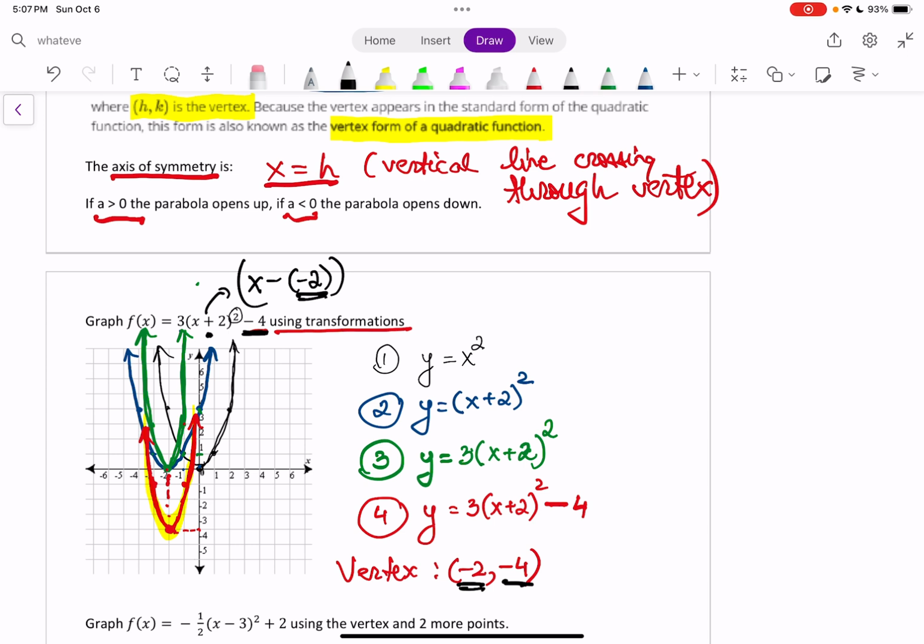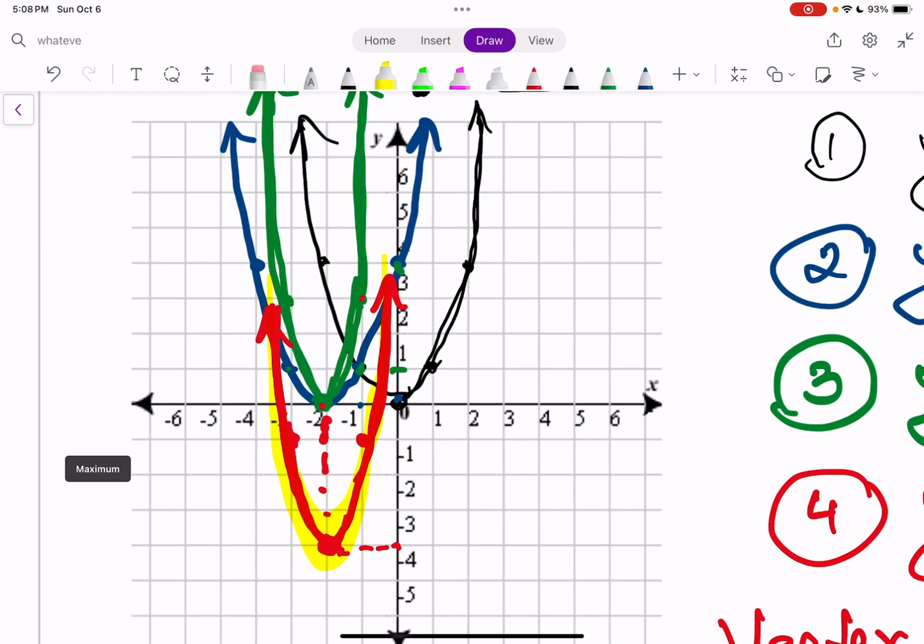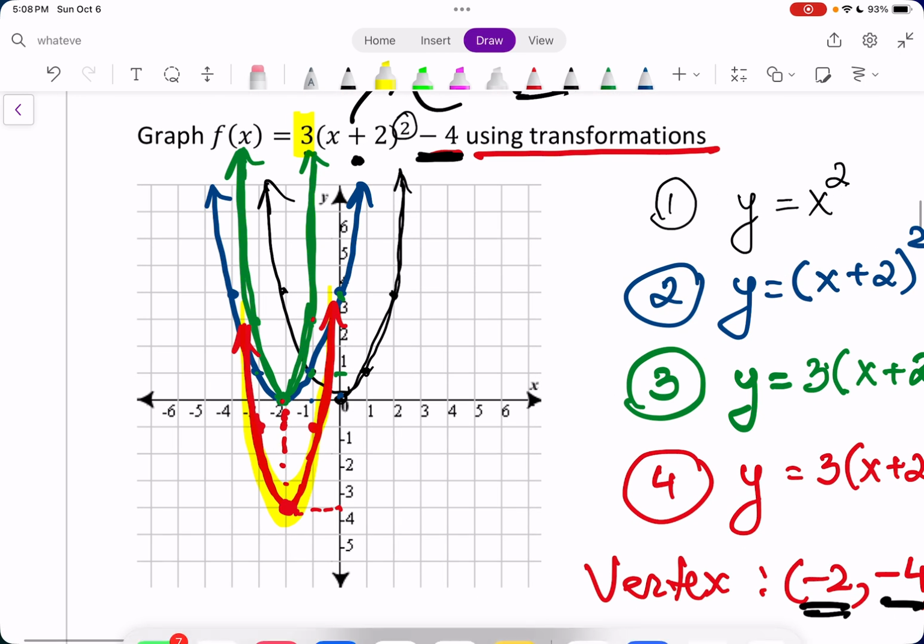So that's our vertex. All right, this a value at the front is positive. So therefore, we didn't have to flip the graph about the x-axis. So our parabola is still oriented up. In other words, it opens up. But that value 3, it's not a slope, but it kind of tells you how the graph is going to be moving to this first point.